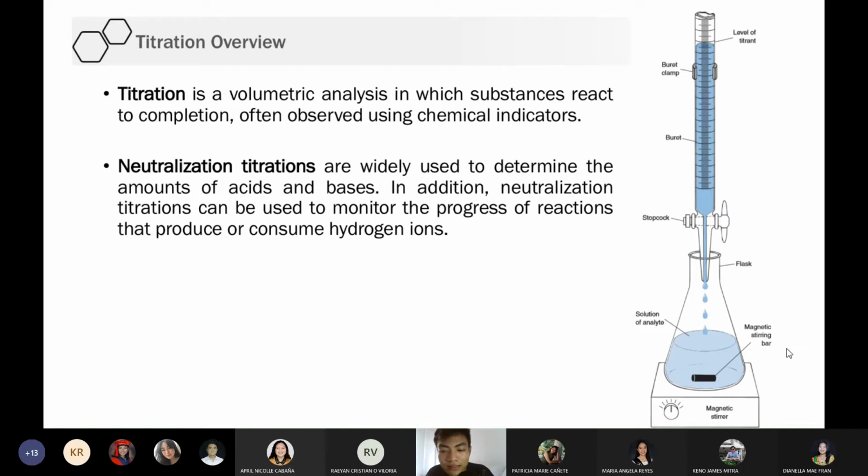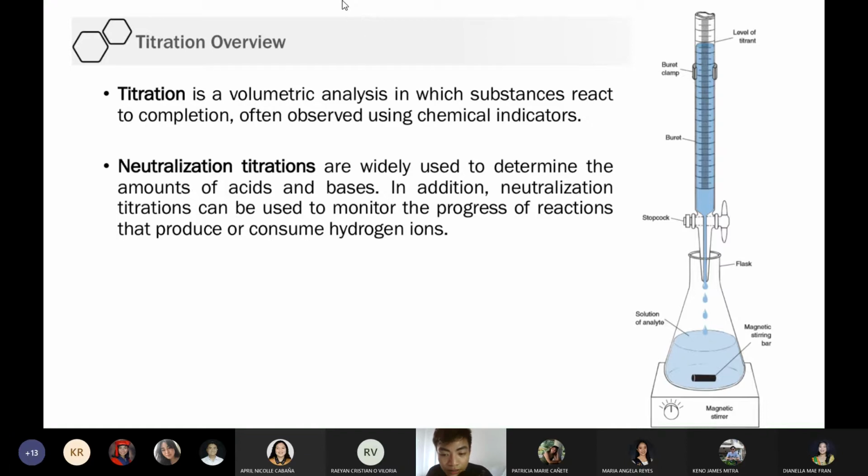And the titrant and analyte are combined to complete the reaction. With the help of the indicator, malalaman natin that the reaction is complete. Okay? In your lecture, you will find out that there are many types of titration. No? So sa lecture ko, ang dami ng titration na nilagay ko ay 4.